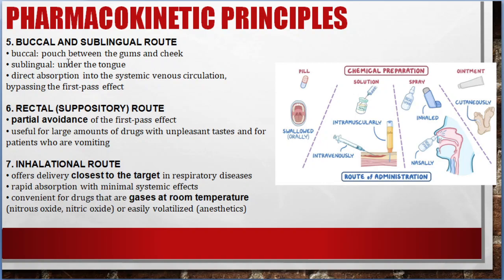Next, we have also your buccal or your sublingual route. So your buccal is the pouch between the gums and the cheeks. Sublingual is under the tongue. It's a direct absorption into the systemic venous circulation, bypassing again the first pass effect.